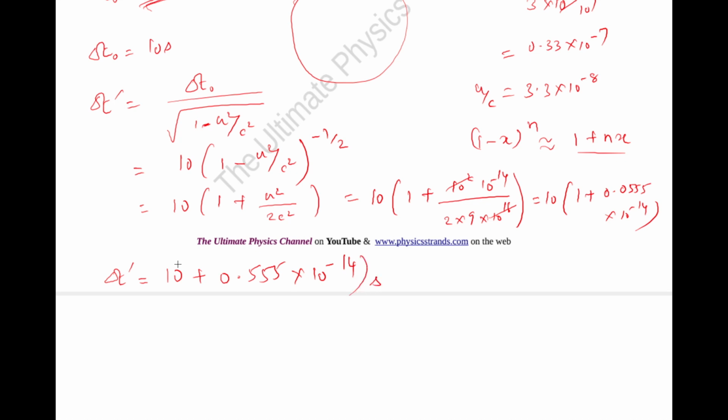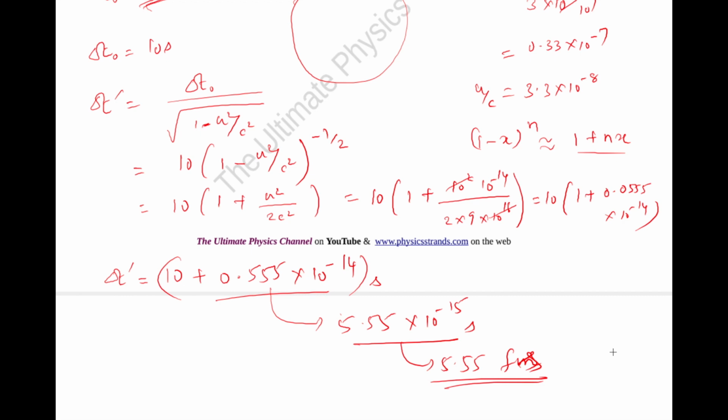seconds. So how much time does the watch gain? The watch gains about, I can say this term alone is 5.55 into 10 power minus 15, right? So this is 5.55 femtoseconds, so to say. So I can write femtoseconds, fs. So that is the total time gained by the watch carried by the athlete during the entire event.